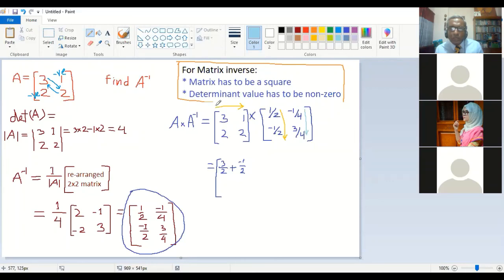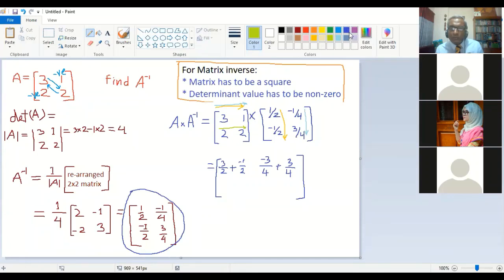In the next column, if you do the same way, what is happening? 3 into minus 1 by 4 is minus 3 by 4, and then plus 1 into 3 by 4. Is it okay? Yes, sir. So 3 by 4 is coming. No more on the right side. You now go down, to the second row, which is 2 2.